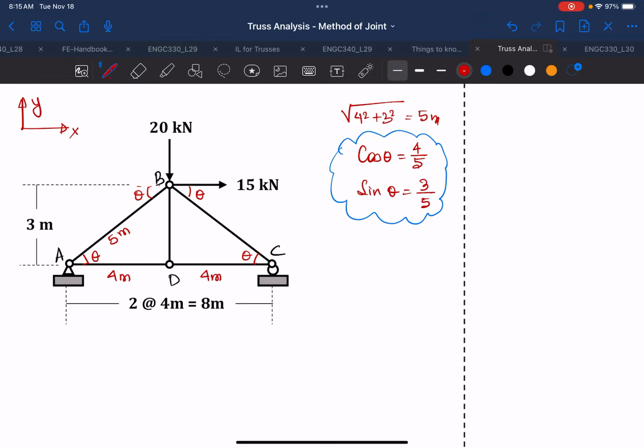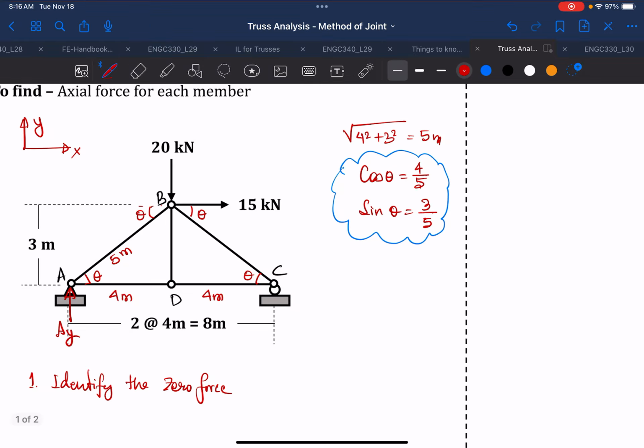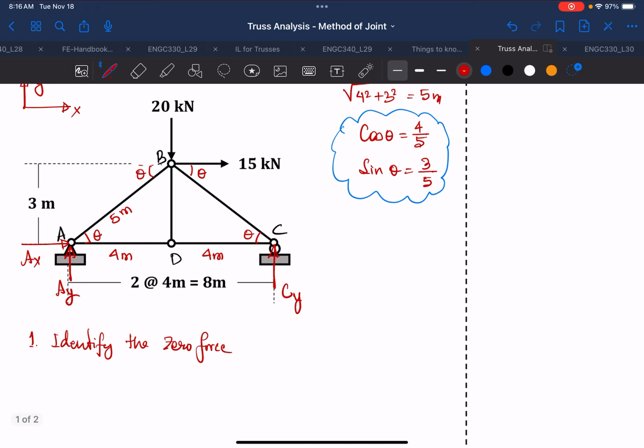Okay, so once you have done that, the first step is always to identify the zero forces. And here we have to look at each joint. We also have to draw the direction of the reactions. So we'll name that AX, AY, because it's along the Y direction in the global axis, and this will be AX, and this will be CY. So we have drawn all the directions of the reaction supports, and now we look at the joints.